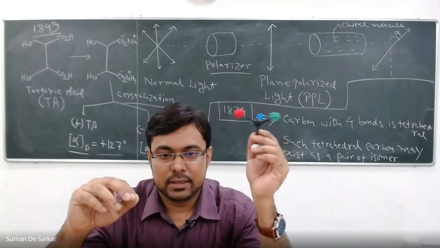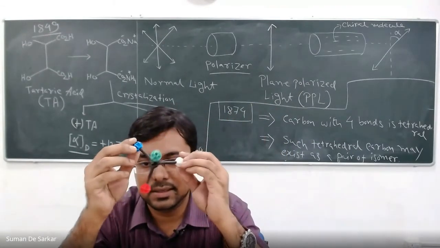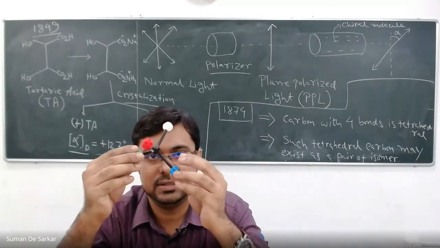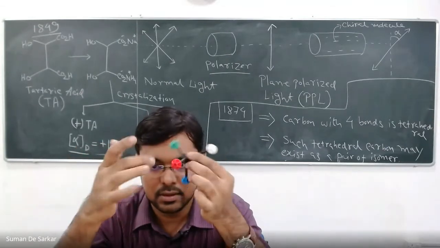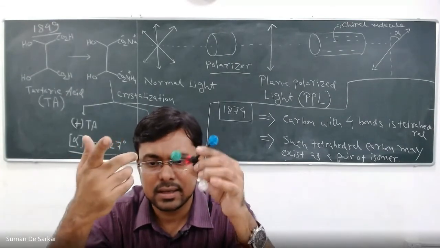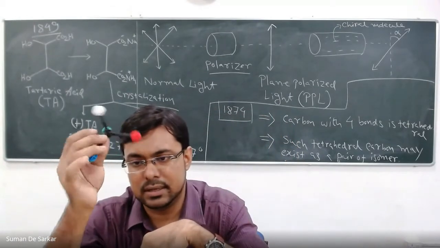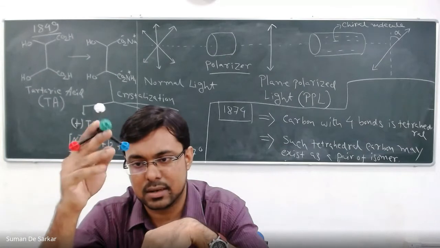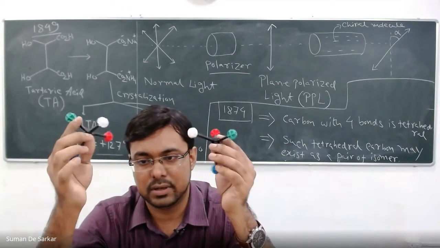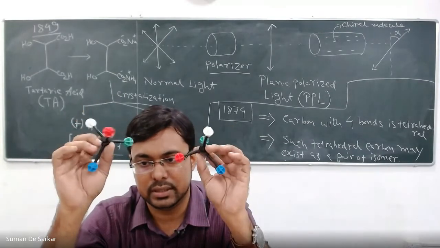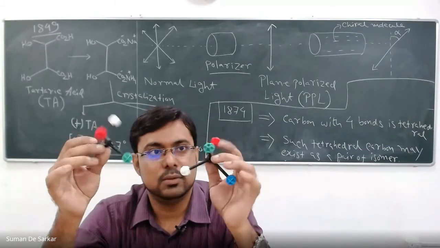So the first statement: carbon with 4 bonds is tetrahedral. This is a perfect example. You see, this is not 2D, it's rather 3D and perfectly tetrahedral. The center is a carbon, and it has 4 bonds. And as he said, this is another one. Basically, it looks the same, right? Another carbon with 4 bonds and tetrahedral geometry. Both have red, blue, green, and white atoms at the ends. So apparently it looks the same.